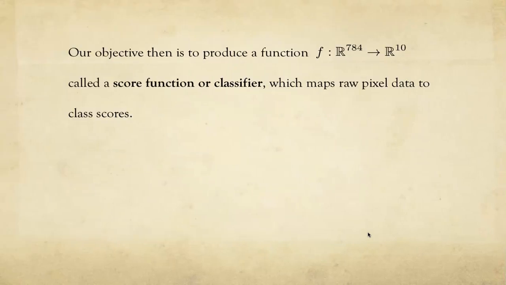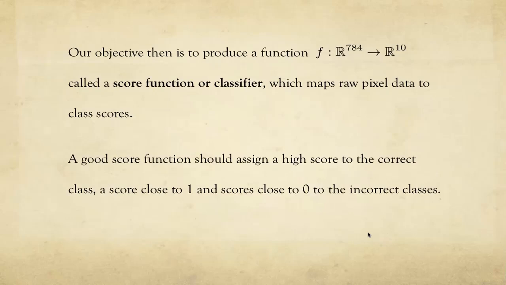Okay, let's get back to the slides. We want a function that accepts the raw pixel data, which is a vector in R^784, and outputs the class scores, a 10-dimensional vector. This function is called the score function, or the classifier. It allows us to see which class has the highest score, and to see the prediction from those scores. A good score function should assign a high score, a score close to 1, to the correct class, and a score close to 0 to the incorrect classes.